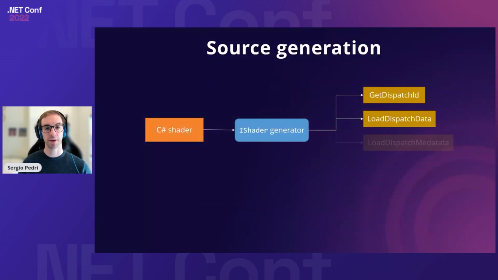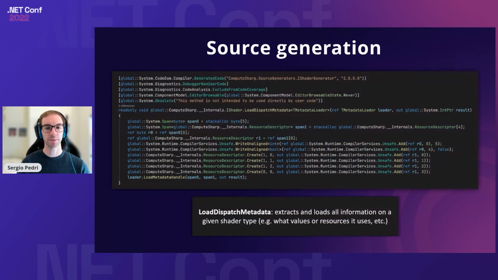Next, we have load dispatch metadata, which is responsible for extracting all of the high-level information on a given shader that's used internally by ComputeSharp to create what's called a root signature, which is an object used by the DX12 runtime to prepare a pipeline that's used to execute a shader. And so you can see here how this will prepare all of the info about, for instance, the various resources that this shader has. It also includes information about what kind of resources they are, whether they can be read to, written to, what type of elements they contain, and so on.